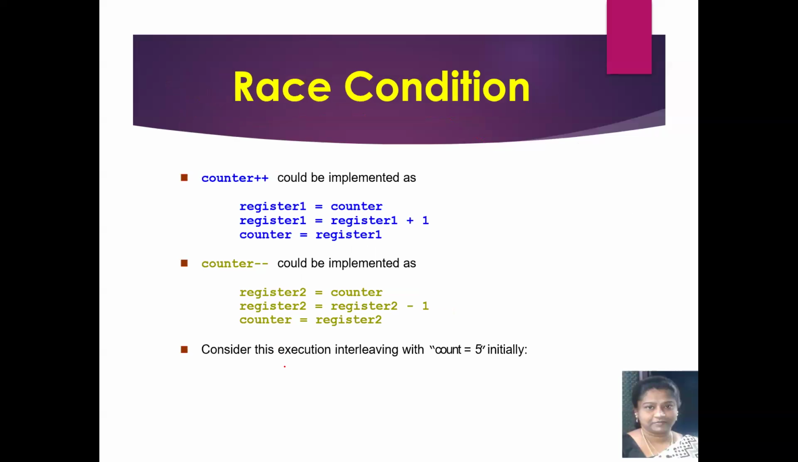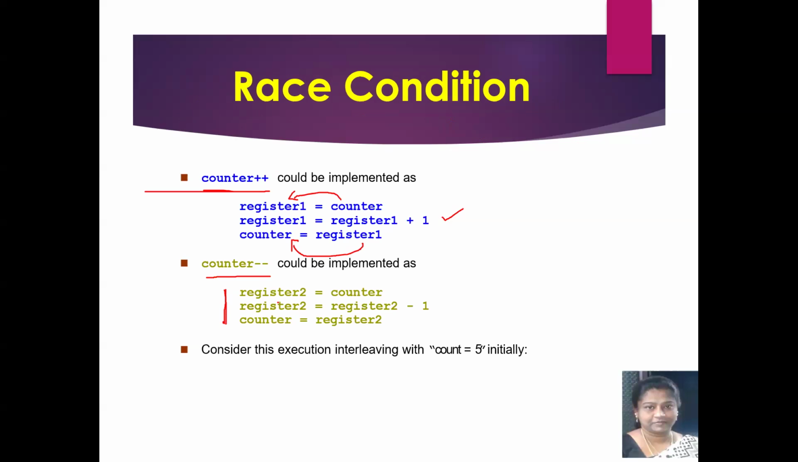The reason is shown here. See, I am going to implement counter plus plus in this manner and counter minus minus is implemented in this manner. So what is being done? Whenever you're saying counter plus plus, that means I'm incrementing the counter by 1. So I store the value of counter in a register, I increment the value of the register by 1, and then again I store the value of the register in the variable counter. Same goes with the statement counter minus minus with respect to another register.